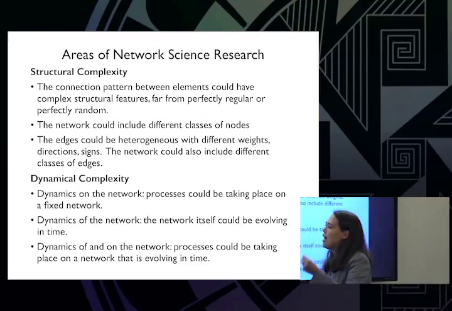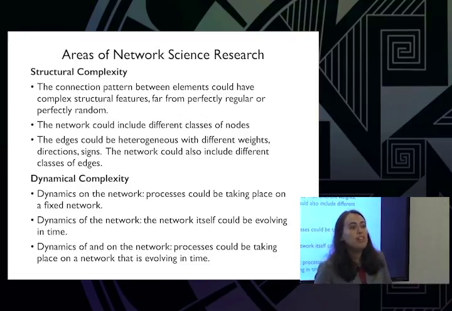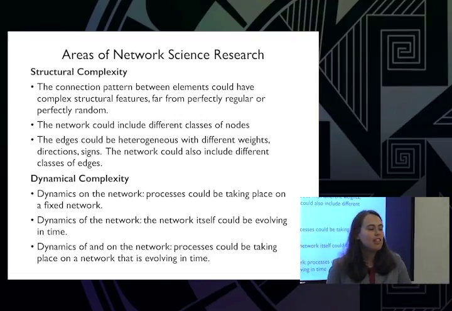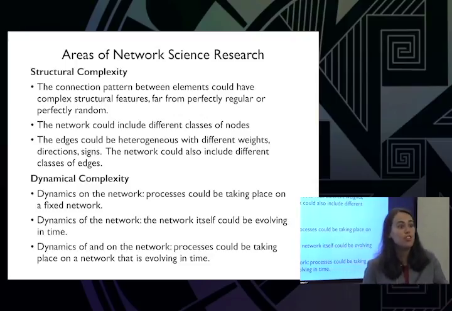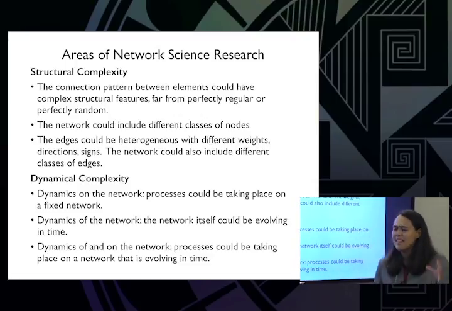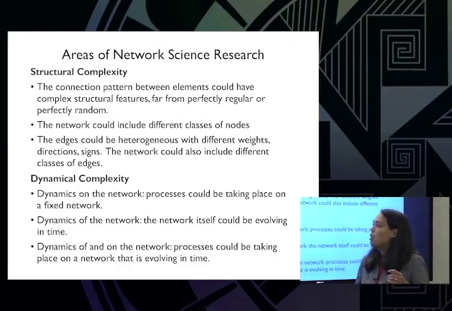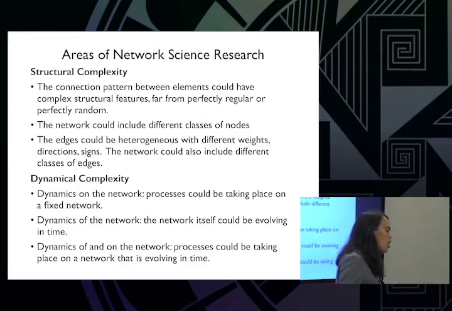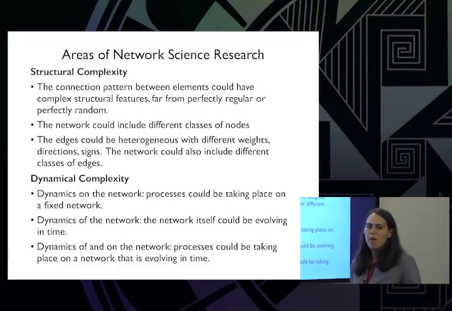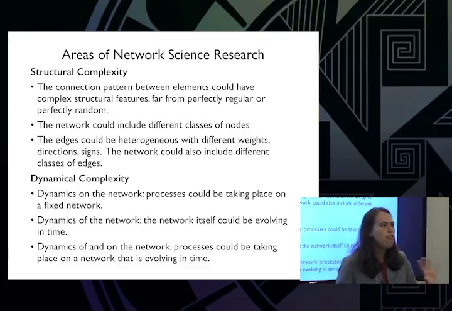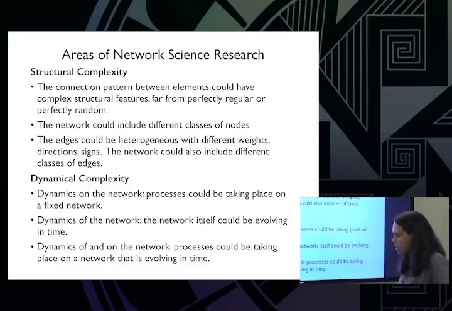So structural complexity, I'm really just looking at the pattern of interactions and trying to characterize that pattern. So this pattern could have very complex features, and it could be far from perfectly regular. So perfectly regular is like a grid. Manhattan, if you think of the streets of Manhattan, you think of the nodes as intersections and the streets as links between intersections. That's a really regular network. And that's something that's pretty easy to analyze. Perfectly random, if we draw all the connections randomly, that's also pretty easy to analyze and understand. But it's these networks that are far from either of those two extremes that need these more complicated approaches that we're going to develop.